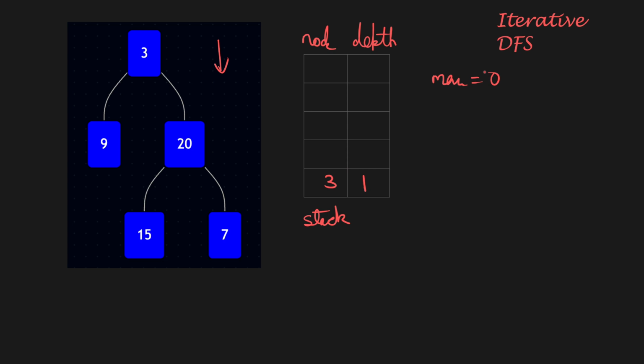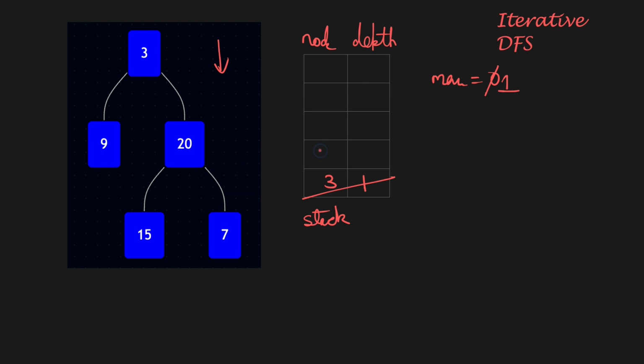Now we will loop until the stack is empty and we have processed all the nodes in the tree. So we pop out the top element, which is node 3 with depth equal to 1, and this is the maximum depth we have seen so far. So we update the maximum depth to 1 and we add its children to the stack, which are 9 and 20. Typically, in a pre-order traversal, we process the left child first and the right child later. And since the stack is a last-in-first-out, aka LIFO, data structure, we will push the right child onto the stack first and the left child later.